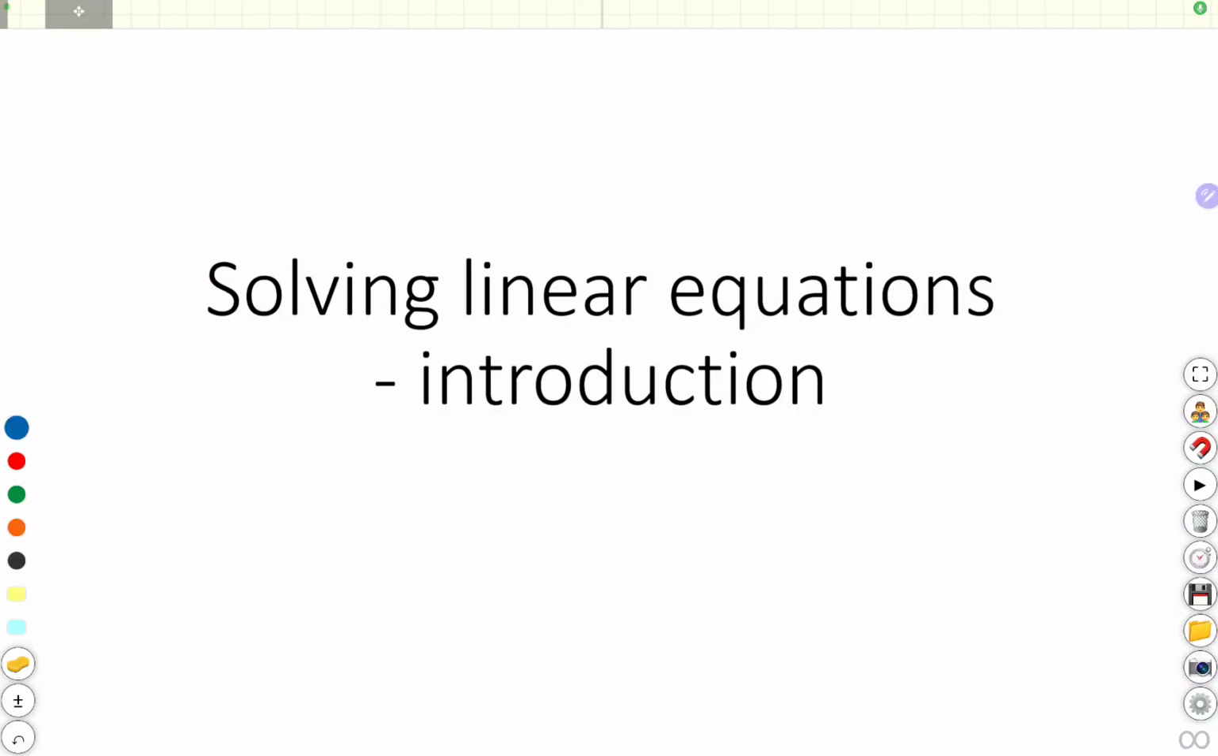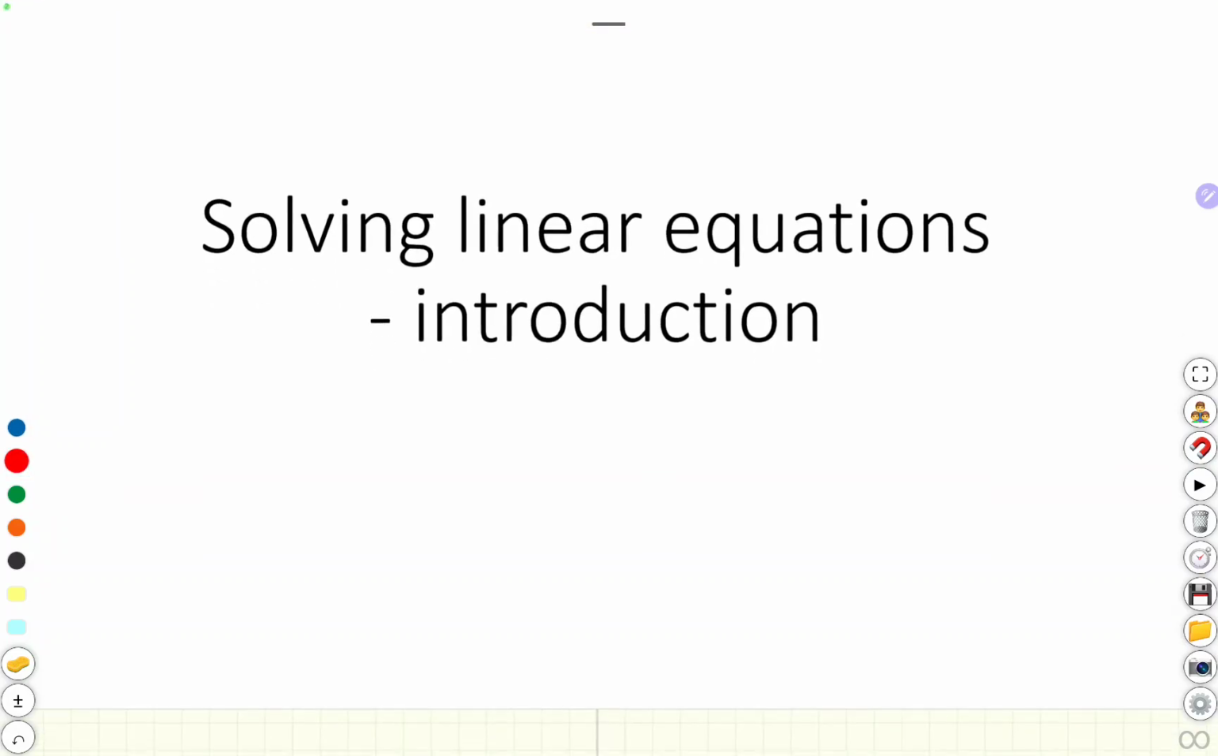And welcome to this lesson on solving linear equations, which is going to serve as an introduction to the topic. So without much delay, let's get started.